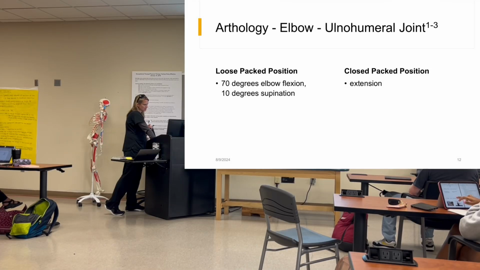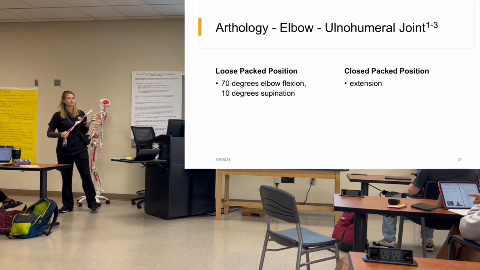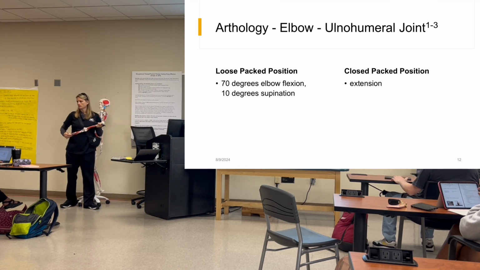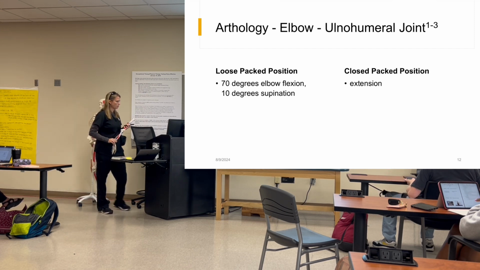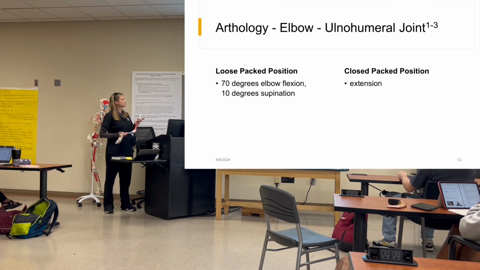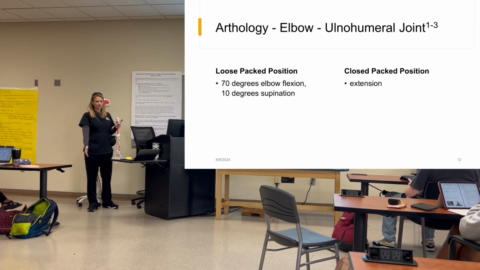Okay, so loose packed and ulnohumeral joint. So who recalls what the loose packed position of the radiohumeral joint was? We just talked about it a minute ago. Tell me what it was. Full extension, full supination. Okay, so it's different here. What is it for the ulnohumeral? 70 degrees of elbow flexion, 10 degrees of supination.